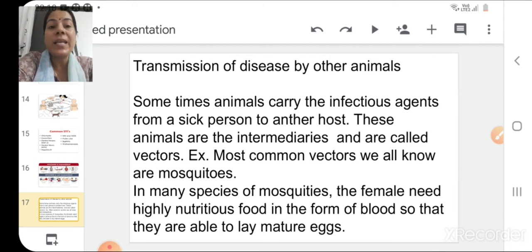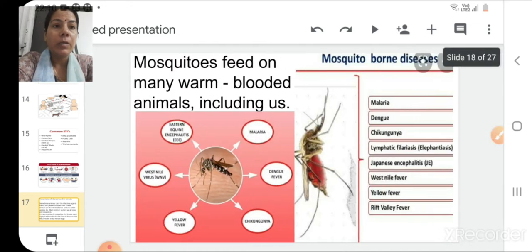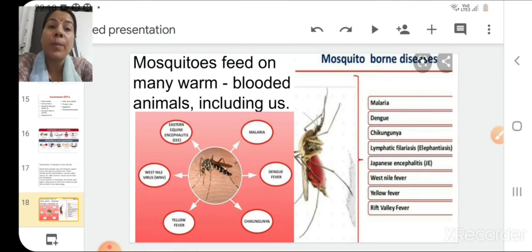In many species of mosquitoes, the female needs highly nutritious food in the form of the blood of a host so that she can lay mature eggs. So the female needs more nutrition, and she gets it from the blood of the host. That can be a human being. So mosquitoes feed on many warm-blooded animals, including us.